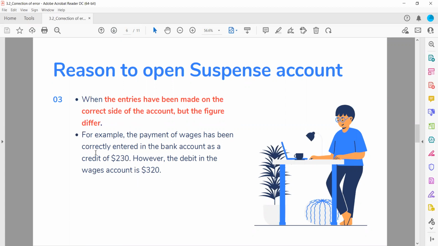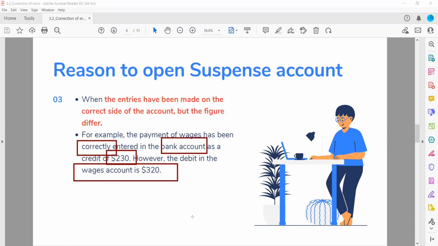Assuming the bank account is correct, the bank account is correctly entered, so the wages account is the one that made the wrong entry. So we have to reverse out the wages. In this situation, for this entry, we have to debit suspense and credit wages, because wages is overstated. So we have to reduce the wages amount.